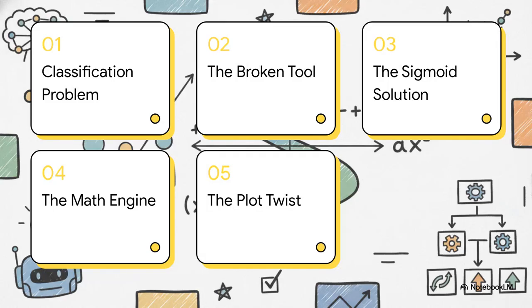Here's our quick roadmap for today's journey. We'll start by defining the classification problem, see why our old tools are kind of broken for this, introduce the sigmoid solution, look at the underlying math engine, and finally end with a pretty massive coincidental plot twist. Let's get right into it.